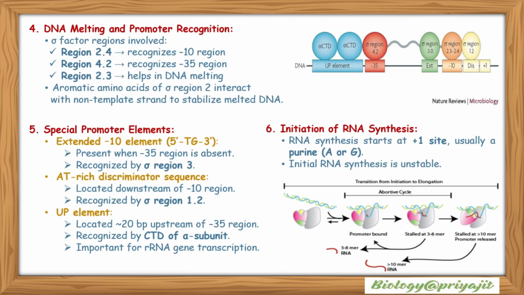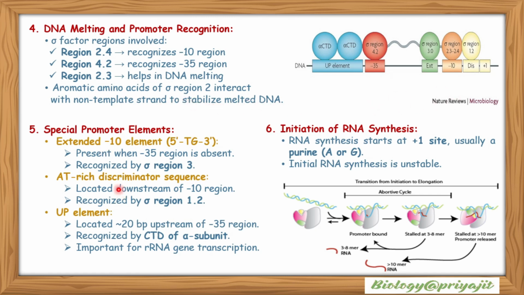DNA melting and promoter recognition. We know that sigma factor regions are responsible for recognizing the promoter sequence. Sigma factor region 2.4 recognizes the -10 region. So the -10 region is recognized by sigma region 2.3 to 2.4, and region 4.2 recognizes the -35 region, and region 2.3 again helps in DNA melting. Aromatic amino acids of the sigma region 2 interact with the non-template strand to stabilize the melted DNA.